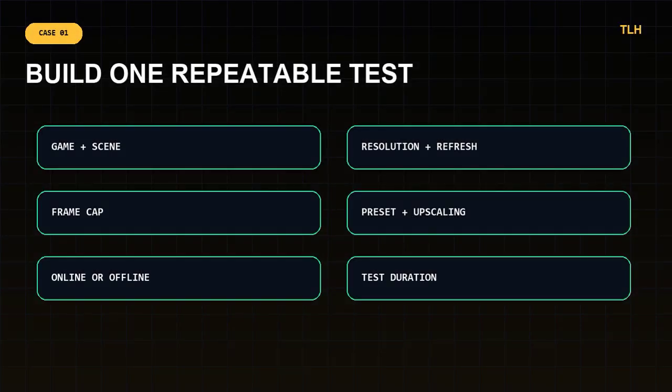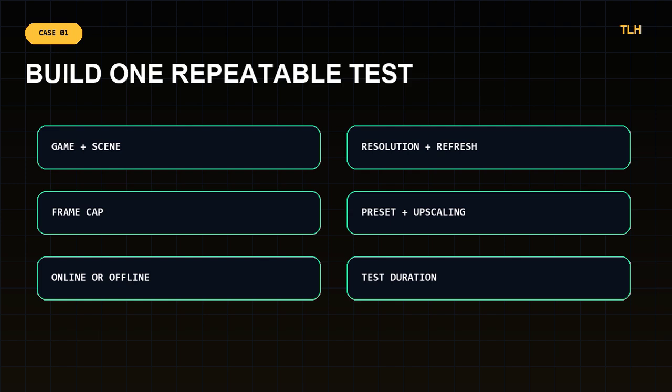Start by creating a test that can be repeated. Use the same save, route, practice area, or built-in benchmark. Record the resolution, refresh rate, frame cap, graphics preset, upscaling mode, ray tracing, and whether the problem happens online or offline. Run long enough to reproduce the symptom, but keep the scene controlled.